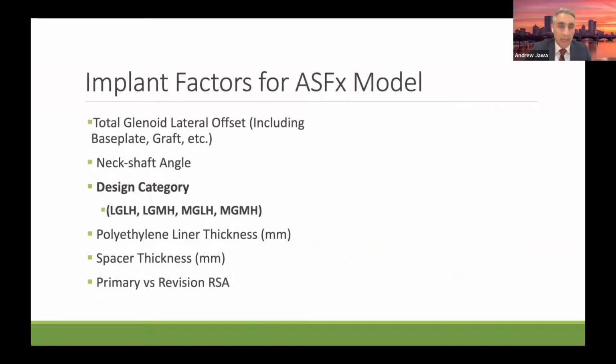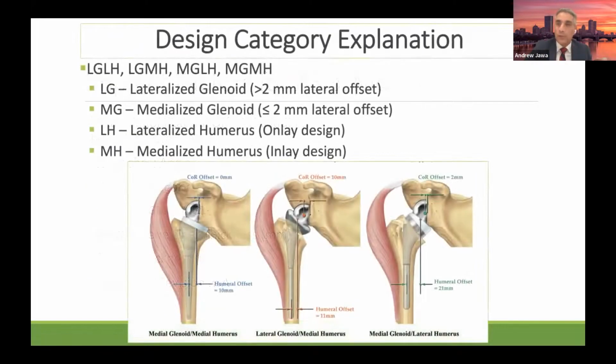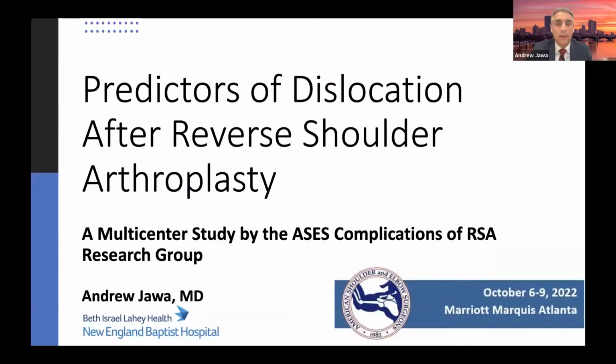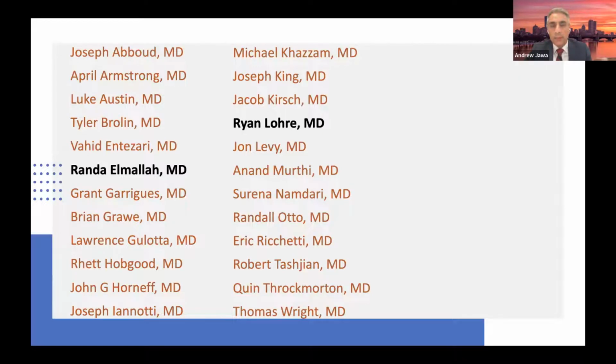And so now we're looking at implants. We're looking to define the categories of implant. Everything was defined by the Delphi process. What is a lateralized glenoid? What's a medialized glenoid? We determined it to be 2 millimeters. Again, we went through this process. Definitely disagreement on there. We use this same cohort to look at dislocations, which we presented recently.